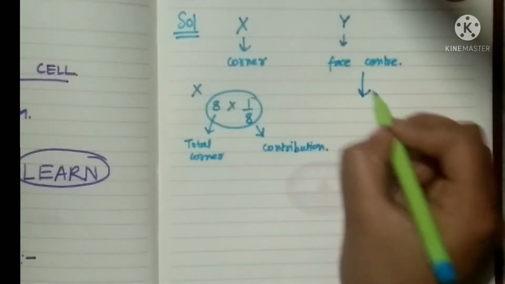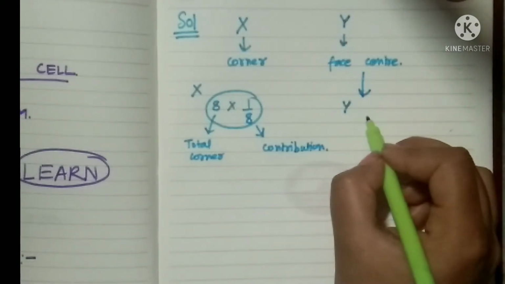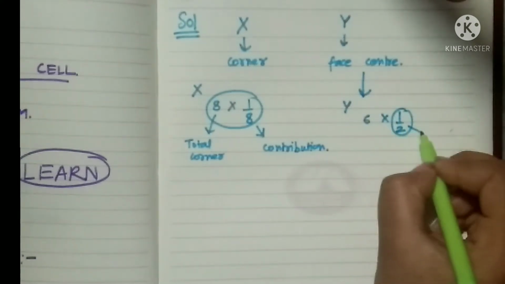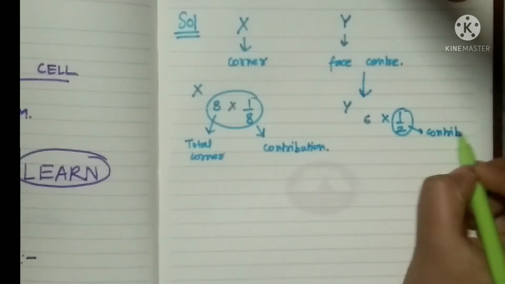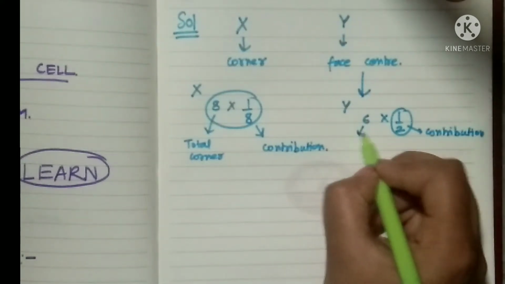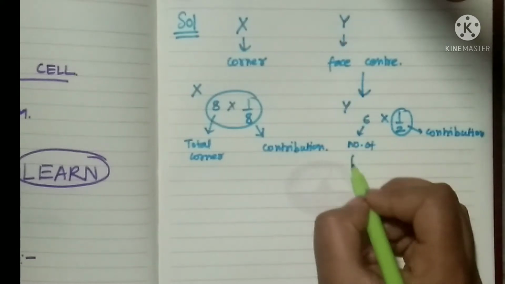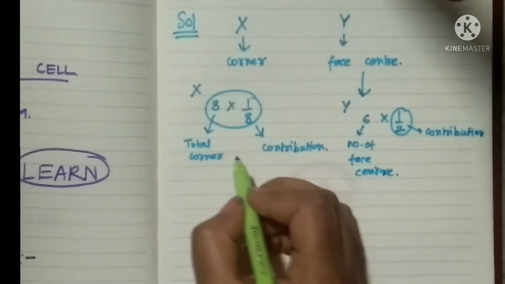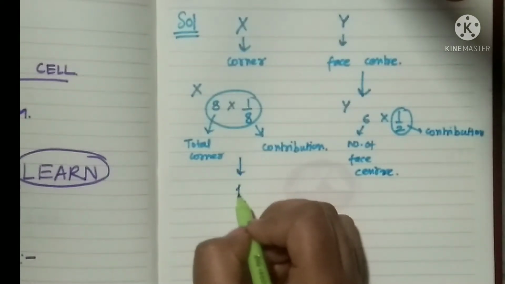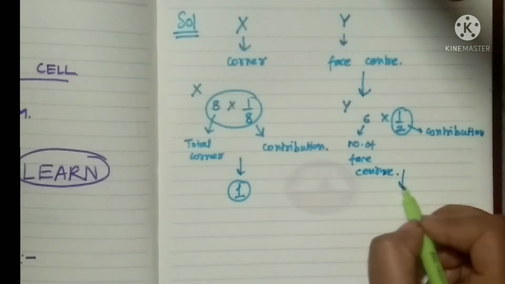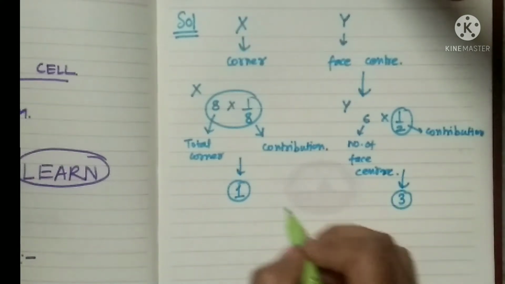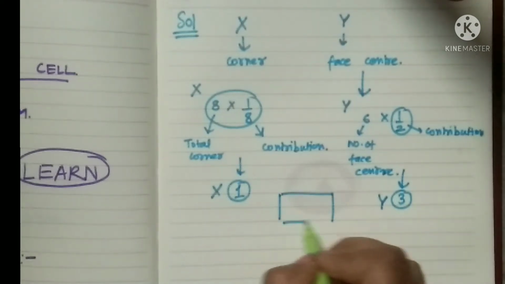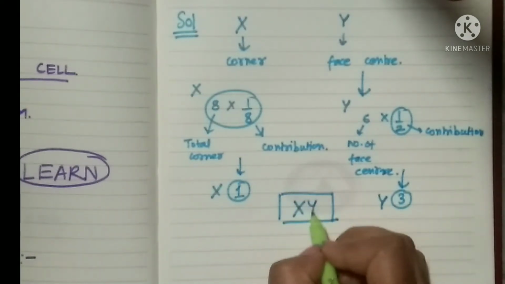And now we'll do it for y. Y is present in face center, so 6 into 1 by 2. 1 by 2 is the contribution of a face center, you will learn it. And 6 is the total number of face centers present in a cube. This is for a single cube. So now after simplifying, we'll get x as 1 and y as 3. And it's now clear that x is 1 and y is 3. So the formula unit will be x y 3.